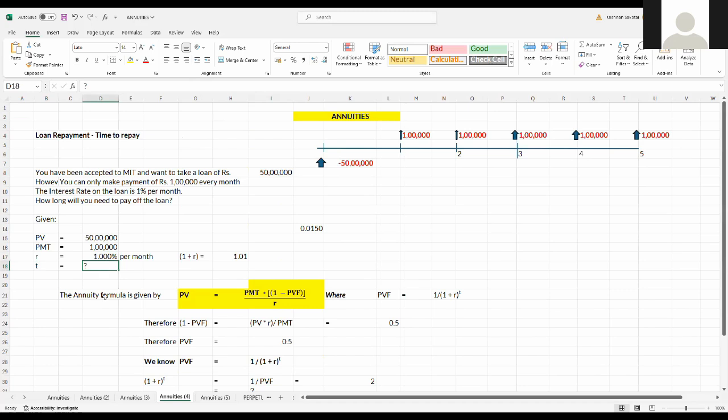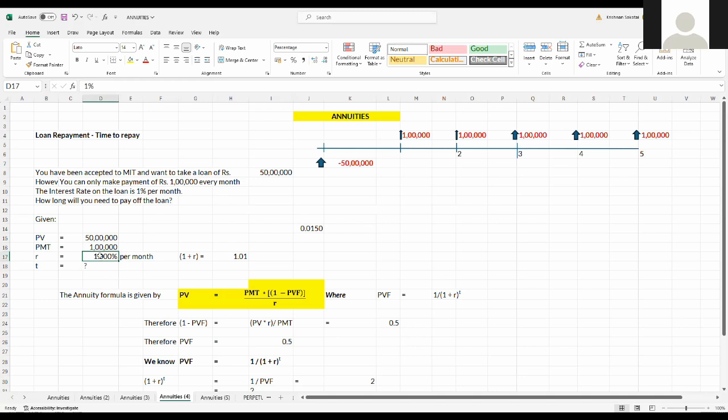So the present value is 50 lakhs. What that means is you take a loan of 50 lakhs, and you have a constraint that every month you can pay only 1 lakh. And the interest rate is 1% per month. See here, it's not a yearly interest rate, it's a monthly interest rate.